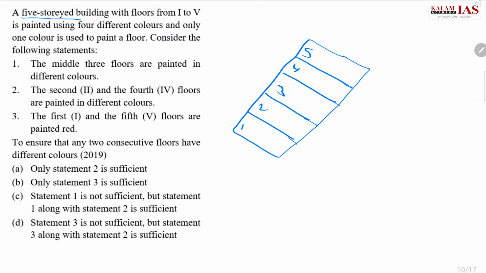The floors are painted using 4 different colors. So there are 5 floors and 4 colors. 5 floors, 4 colors. And only one color is used to paint a floor.